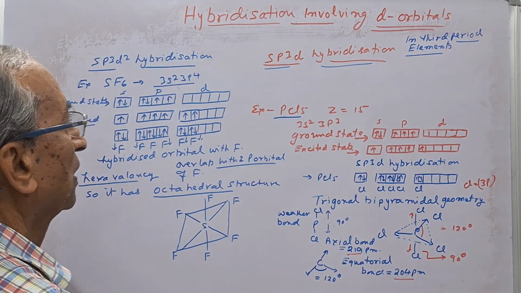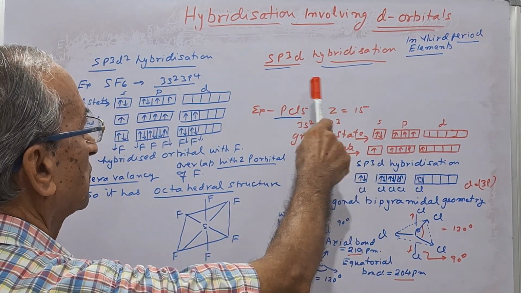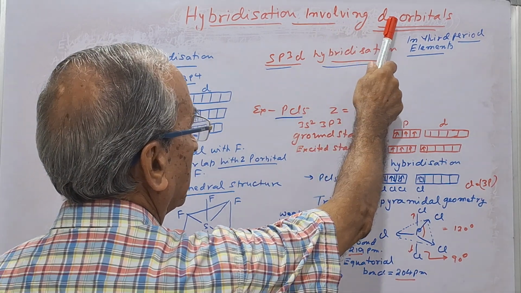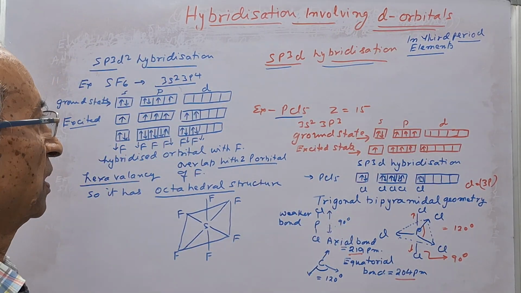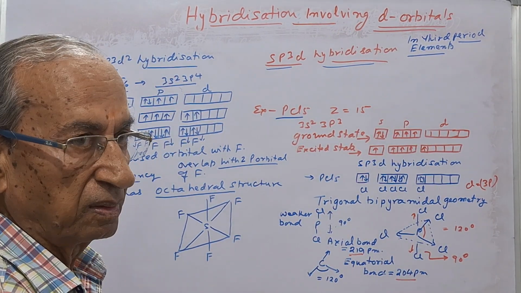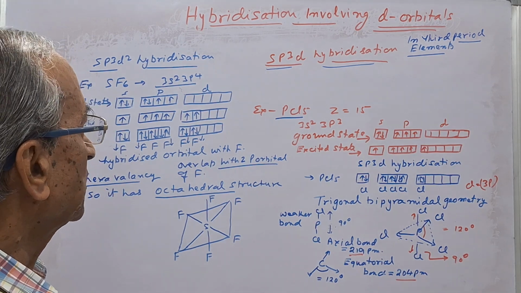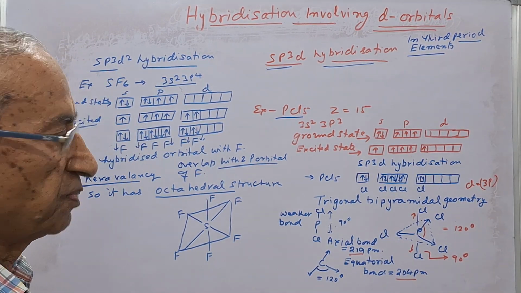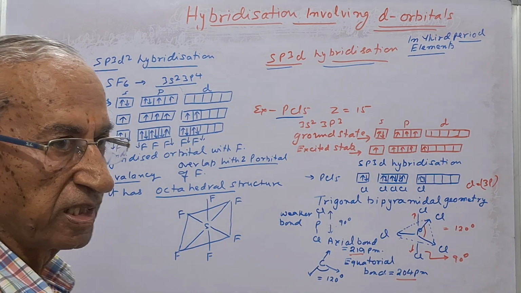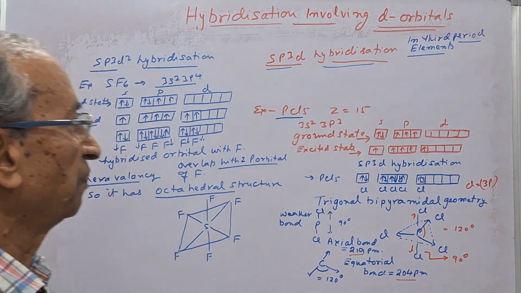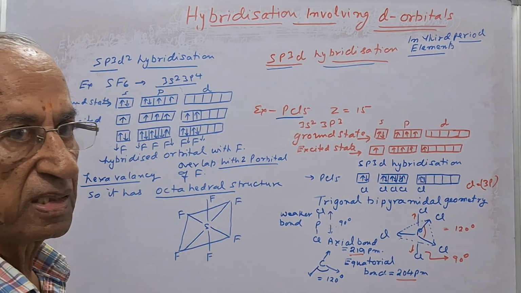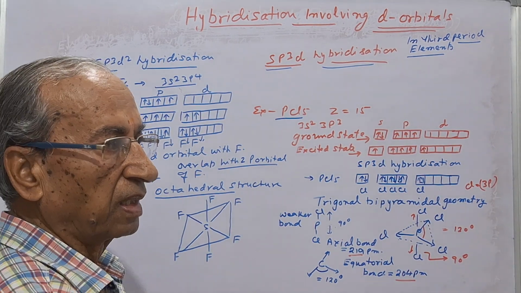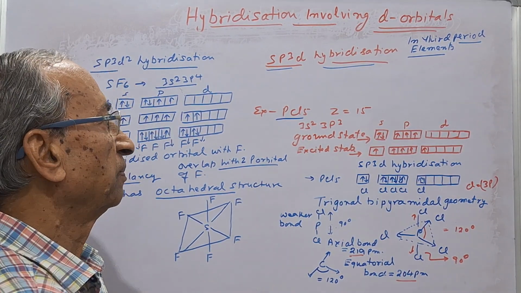Today I will explain to you hybridization involving d orbitals. In my last video, I explained to you sp, sp2 and sp3 hybridization, and also the case of the carbon which forms the double bond and the triple bond.